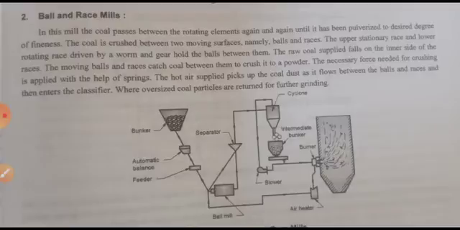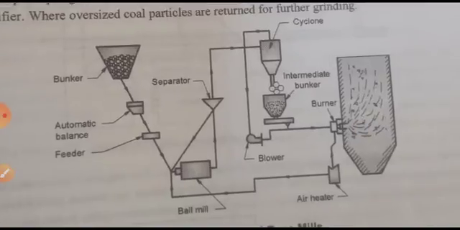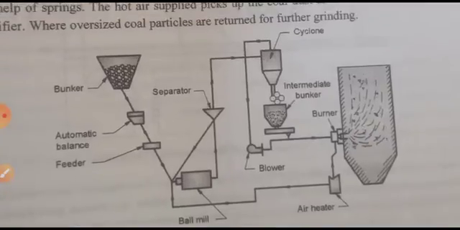Now the next one is the ball and race mill. You can see the figure also here. What does it contain? Bunker, automatic balance, feeder, ball mill. You can see the separator, then the air from this goes through the air heater, and then a cyclone separator is there, and then which feeds this pulverized coal to the boiler or furnace.